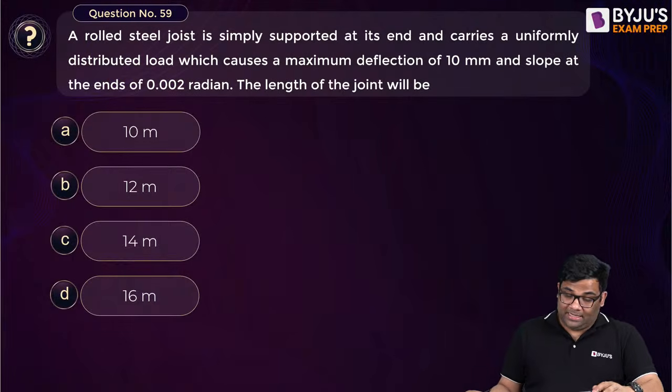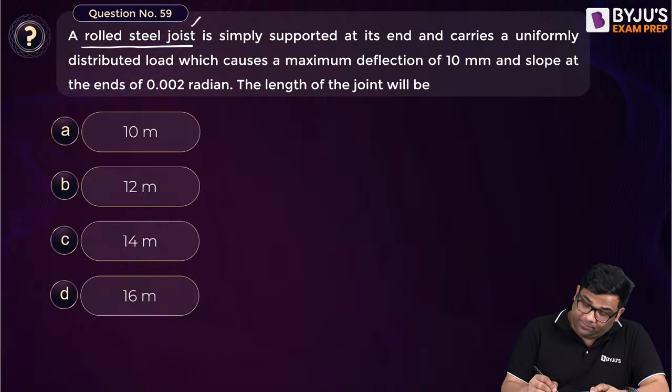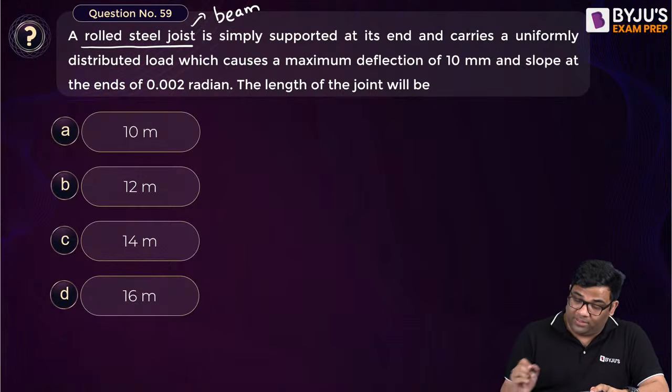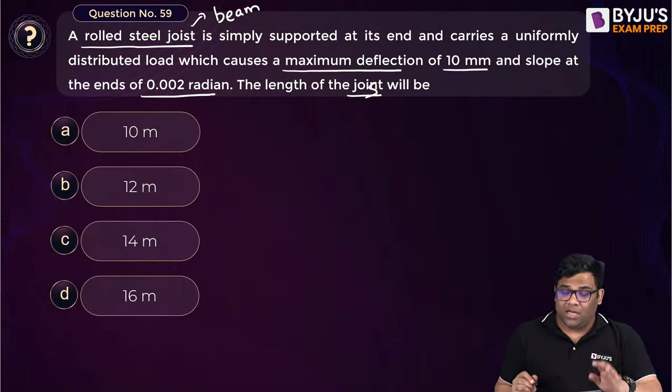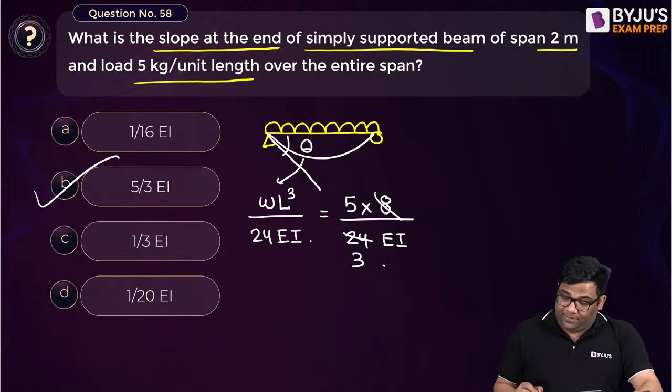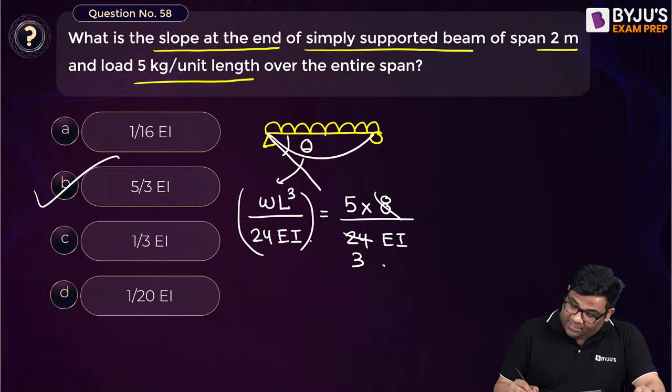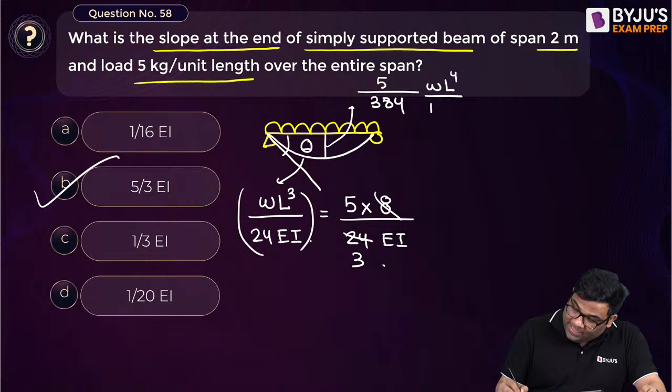Okay, 59th question. It's a lengthy question. It is given a rolled steel joist, meaning a beam actually, simply supported at its ends, carrying a uniformly distributed load with a maximum deflection of this much and slope of this much. The length of the joist, meaning the beam, is asked. Now, with simple support and UDL, this was the slope, and the central deflection is 5 by 384 WL4 by EI, right?